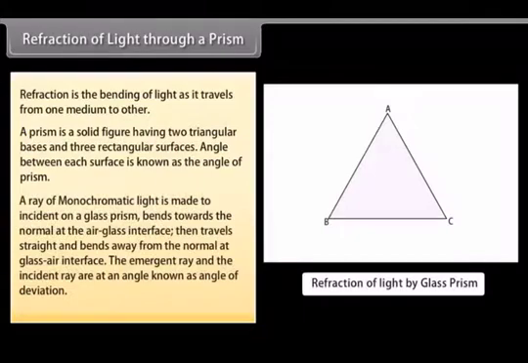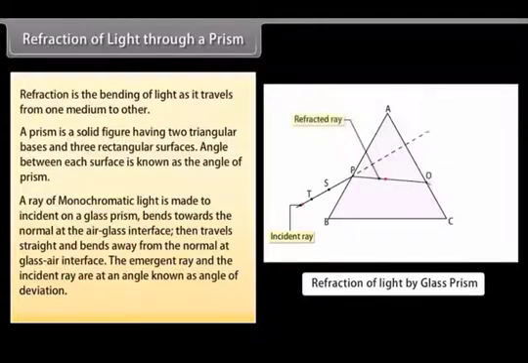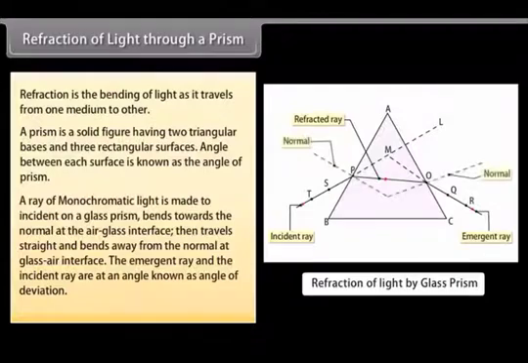A ray of monochromatic light made to be incident on a glass prism bends towards the normal at the air-glass interface, then travels straight and bends away from the normal at the glass-air interface. The emergent ray and the incident ray are at an angle known as the angle of deviation.